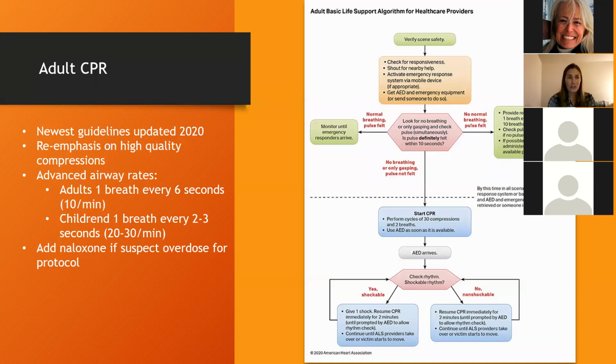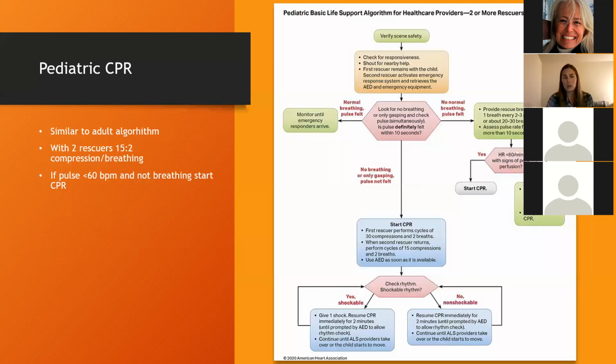For children, it's very similar to adults. Remember that with 2 rescuers, it moves to a 15 compression to 2 breath ratio. And the other thing to be aware of is you may feel a pulse, but if it's less than 60 beats per minute and they're not breathing, they recommend starting CPR.